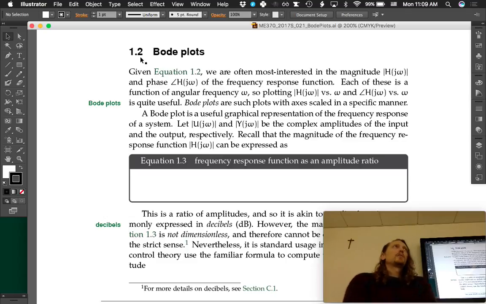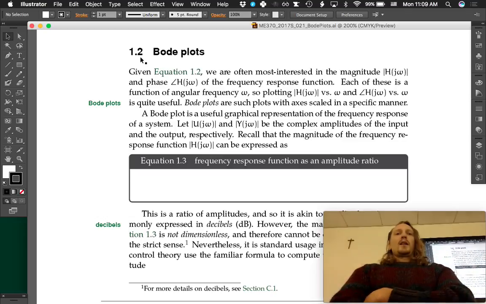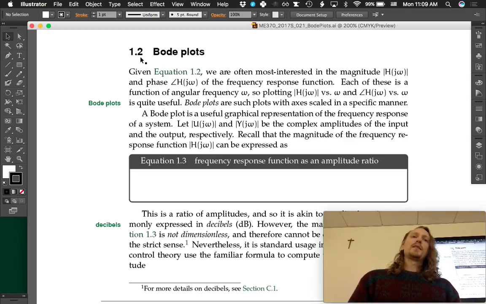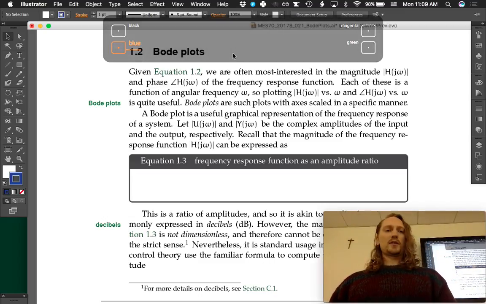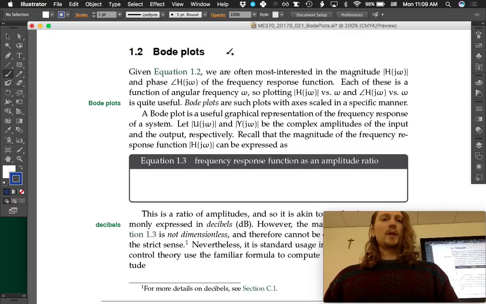They're just plots of the frequency response function, very specific ones. We've already looked at some plots of the frequency response function, but we didn't plot them in this specific way that we'll learn to. So I say, given equation 1.2, equation 1.2 is just our familiar equation. I'll write it up here. Our familiar equation that, whoa.